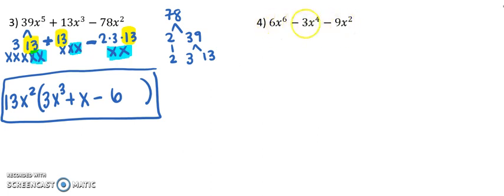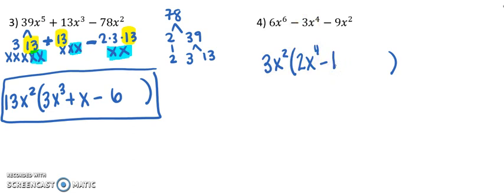Looking at this, the biggest number that goes into 6, 3, and 9 is a 3. And this has 2 of the x's, 4 of the x's, and 6 of the x's. So they all have 2 in common. So I'm not going to do this one the long way, just so you can compare and contrast. 6 divided by 3 is 2. X to the 6th divided by x to the 2nd, you would subtract there. X to the 4th. Minus 3 divided by 3 is 1.